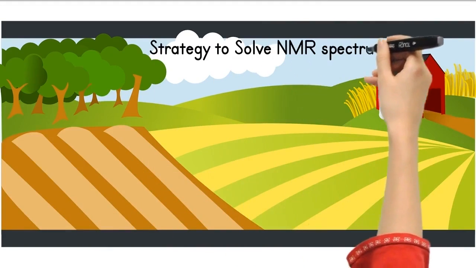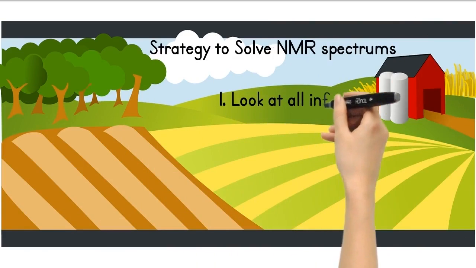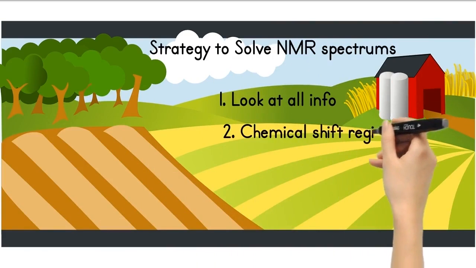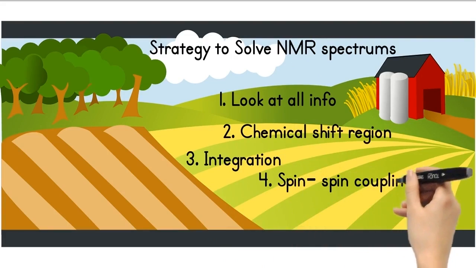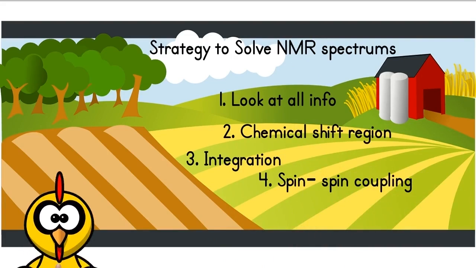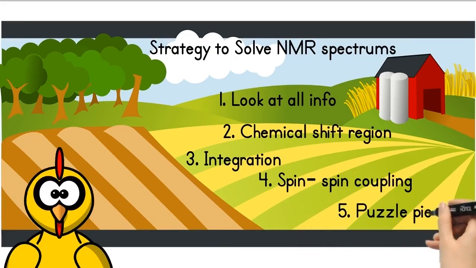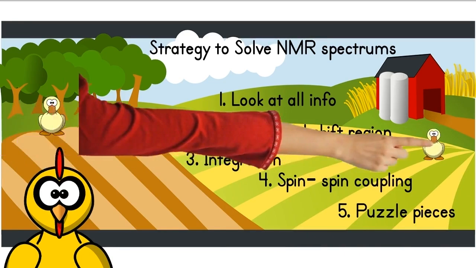There is a 5-step strategy to solve proton NMR spectra. The first is to always look at the information provided: mass spec data, infrared, or chemical reactions in previous questions. Then look at the chemical shift, which is usually always aliphatic.